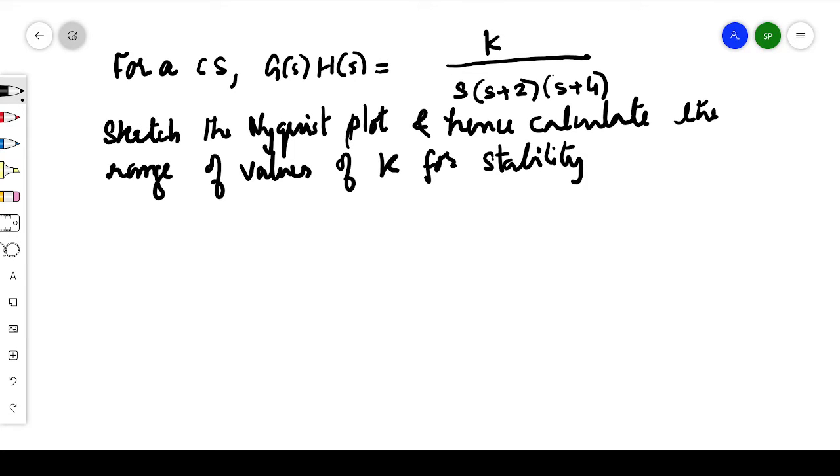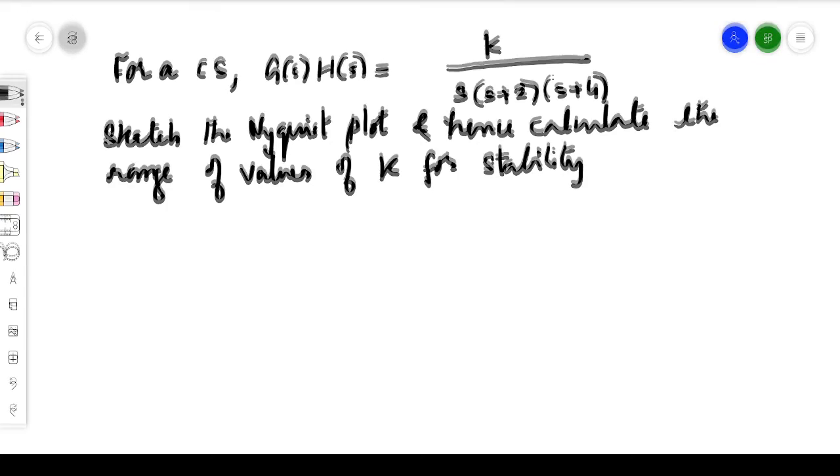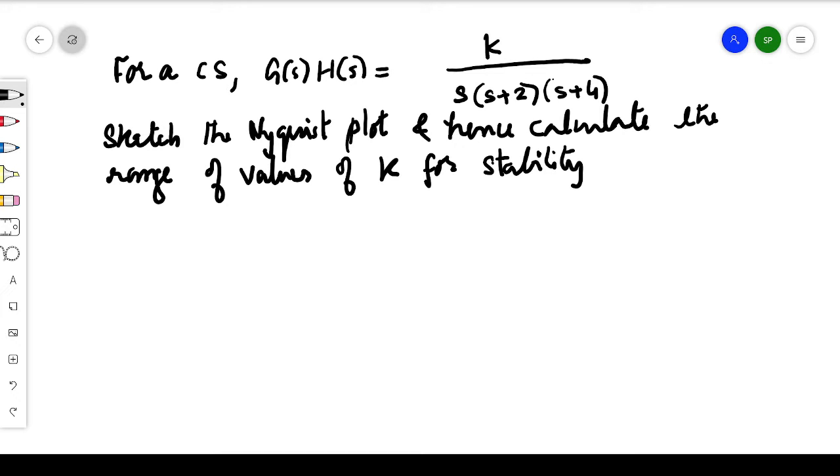In this video, I will be solving a problem for Nyquist stability criteria. We have a transfer function k by s into s plus 2 into s plus 4. Sketch the Nyquist plot and hence calculate the range of values of k for stability. So how will we be doing this?